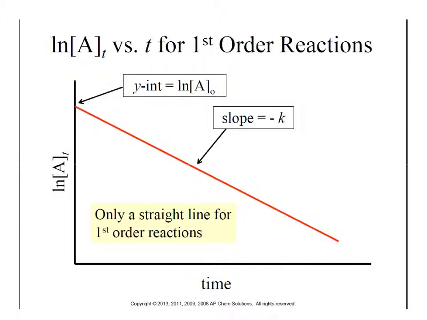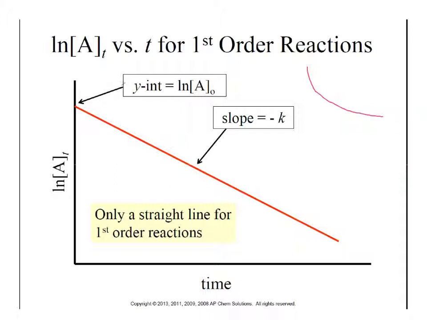This is different than what it would look like if we were to just do the concentration versus time. We saw this back in the very, very first video. Concentration versus time gives us a curved line like that. We can't do much with a curved line, but if we get it to linearize, to a straight line like this, we can throw this down in the y equals mx plus b equation.